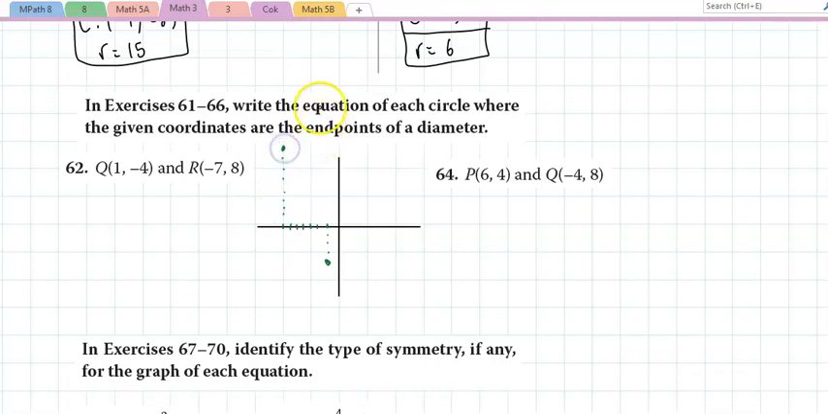So if you could imagine a circle, again, the graph is not part of the problem, and the circle is passing through the endpoints. Write an equation of a circle where the coordinates are the endpoints of the diameter. The special property of a diameter is that it passes through the center of the circle. The goal is to find what that center is, and that center is the midpoint.